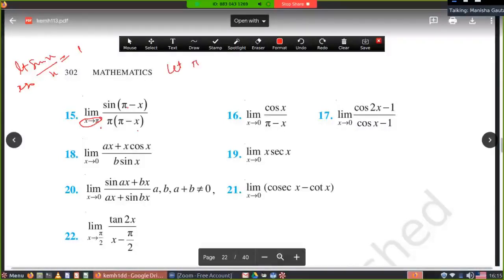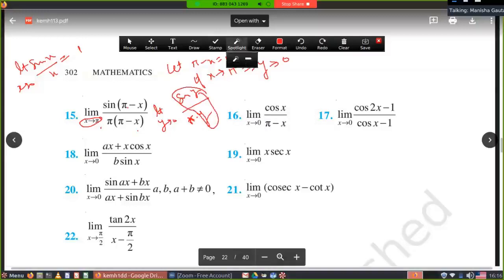Let pi minus x is equal to y. If x tending towards pi, this implies y is tending towards 0. So question becomes limit y tending towards 0 sine of y upon, this is pi as it is, and this pi minus x becomes y. And you can say sine y upon y, y tending towards 0, it becomes 1. So it is 1 upon pi. This is the answer. Okay. Now do the questions. Try the question number 16.